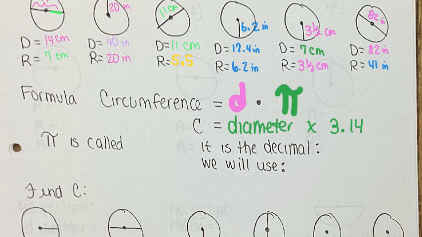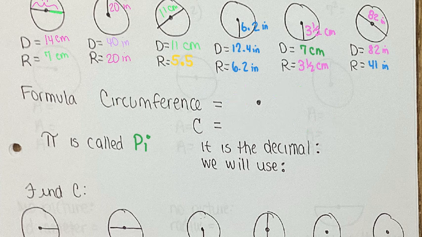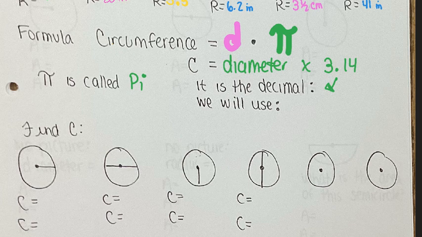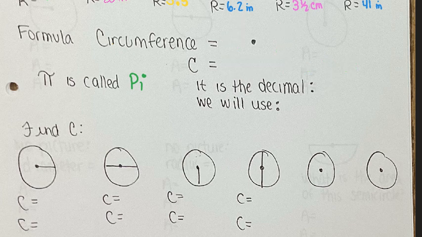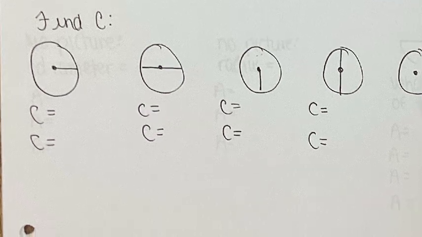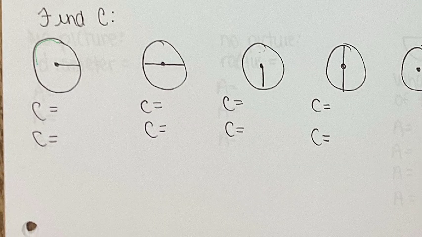Okay, here's where we can write, the symbol is called pi. We already wrote the decimal was 3.14, and we're going to use 3.14. All right, here we go. So, circumference. We want to find the distance around the shape. And I'm going to tell you that this number right here is going to be 7 inches.